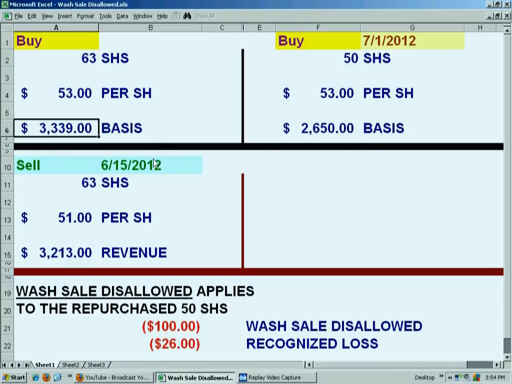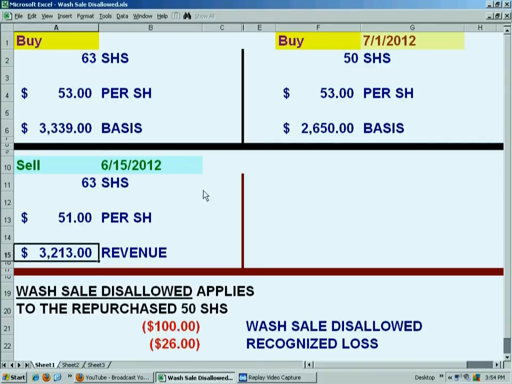Say you sell it on June 15th, 2012. You sell all 63, just to keep it simple, all 63 shares. But you sold it at $51 a share, so you got $3,213. So basically, you sold it for $2 less a share. So you sold 63 shares, $2 less a share. That should be a recognized loss of $126, the difference between the revenue and the basis.